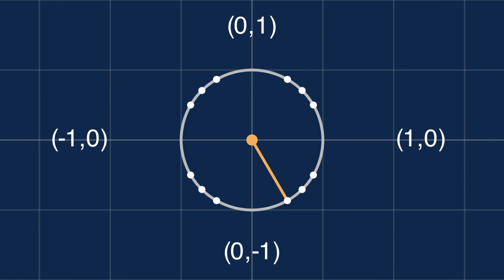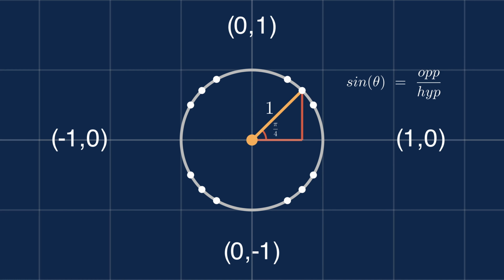Let's look here, for example. This point is connected to this radius. The length of this radius is 1, and we can make a right triangle here. This point has a specific angle of 45 degrees or pi over 4 radians, opening from the x-axis.